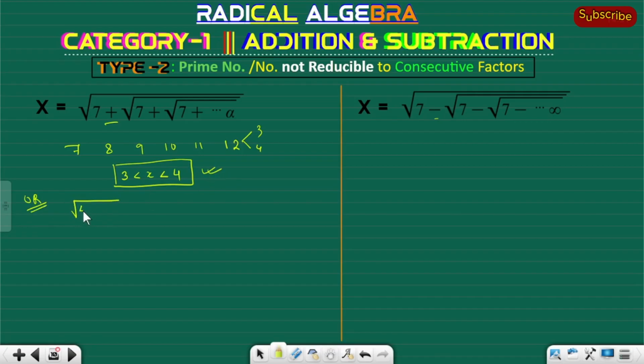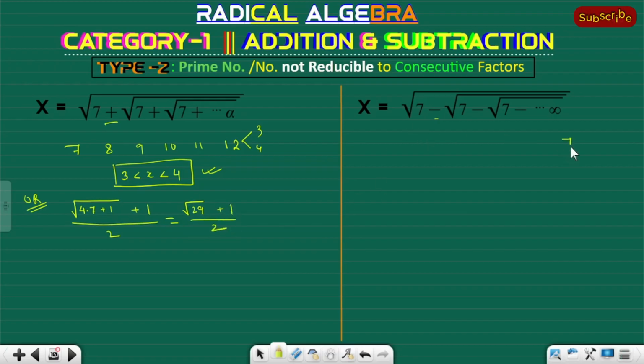Root 4 into 7 plus 1. Here it is positive, so it will be plus 1 divided by 2. Right. This is 4 times 7 is 28 plus 1. So root over 29 plus 1 by 2.